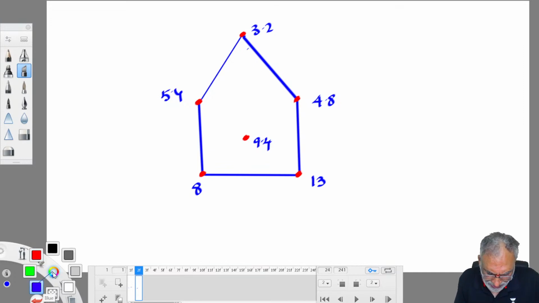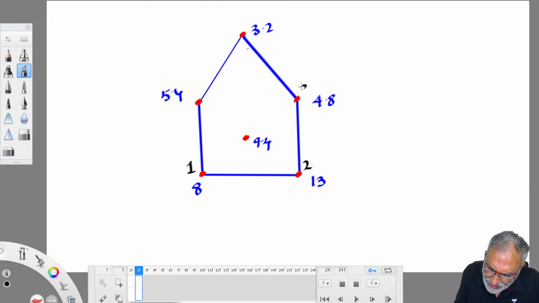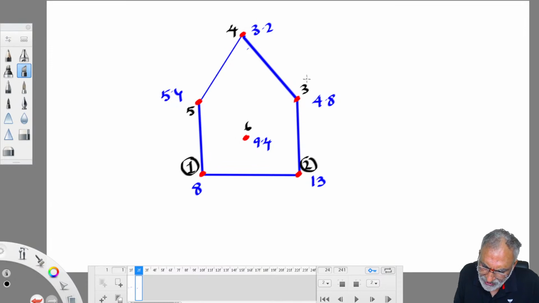Rain gauge station numbers are not given, but I'll put numbers. This is station 1. This is station 2. Station 3. Station 4. I am placing numbers. Station 5, Station 6. I'll give in rounds. These are the rain gauge stations.